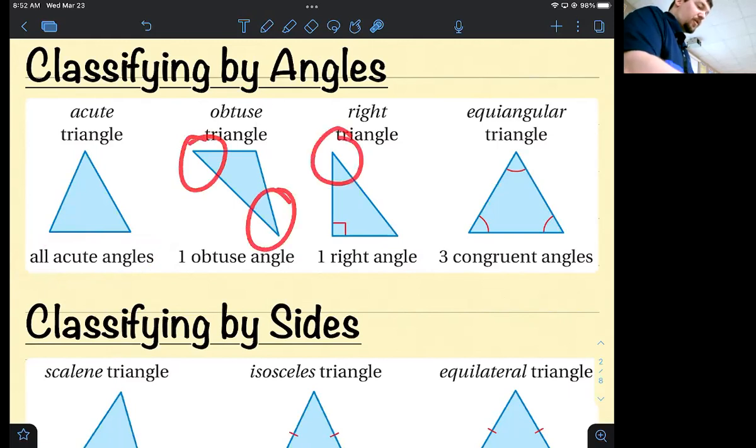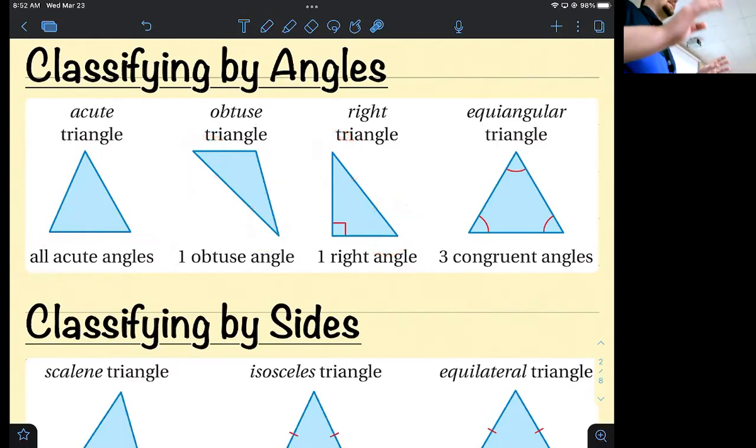In fact, so does the right triangle. Every triangle in existence has to have at least two acute angles. Because if one's obtuse, obtuse angles are more than 90. Since we learned yesterday there's 180 degrees in every triangle, if you've already got one angle that's bigger than 90, there's less than 90 degrees left to split among the other two. So they have to be acute. So every triangle has to have two acute angles.